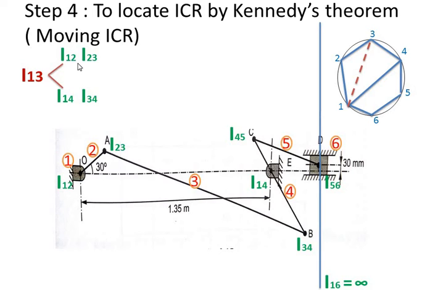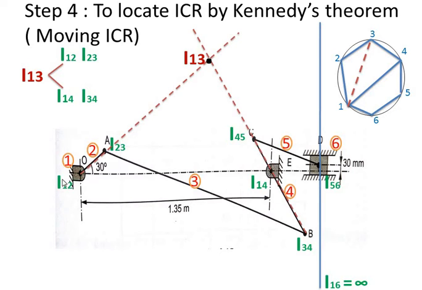Now join 1, 2 and 2, 3. Here is 1, 2, here is 2, 3. Draw a line. And 1, 4 and 3, 4. Here is 1, 4, here is 3, 4. So draw a line joining 1, 4 and 3, 4. Now these two lines intersect at a point over here. So this is my I13.